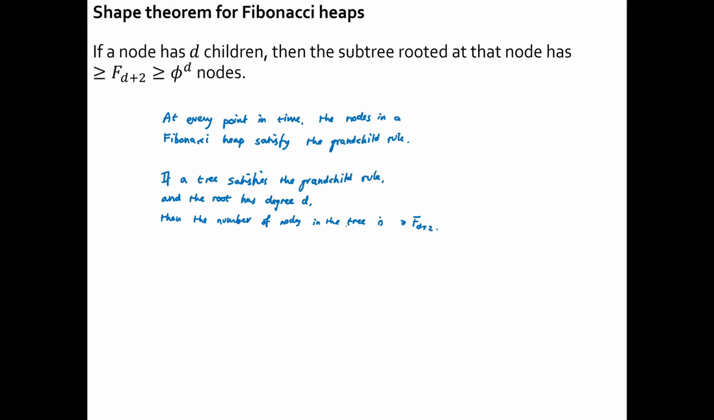And just to remind ourselves what all this was for, if we have proved the shape theorem, then that gave us a corollary which said what the maximum degree of any node in a Fibonacci heap was. We decided maximum degree is O of log n. And we used this fact when we were analysing Popmin to conclude that Popmin has amortized complexity O of log n.